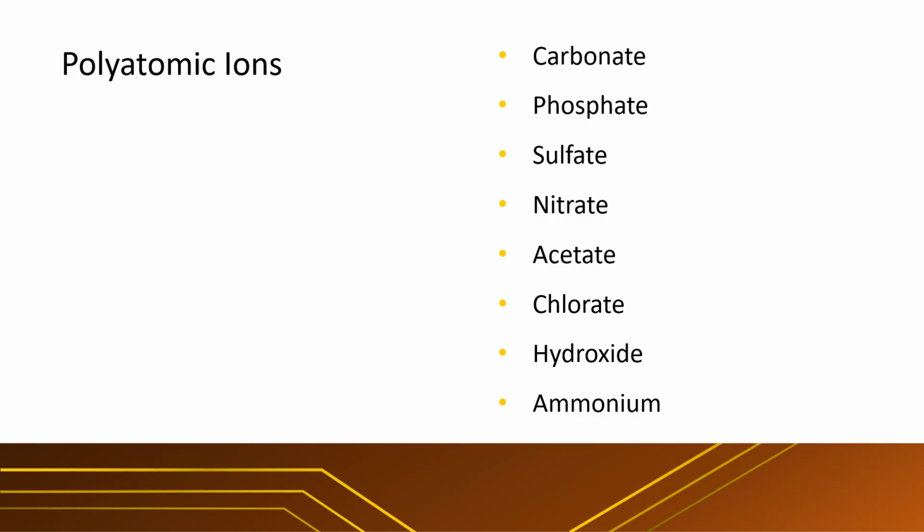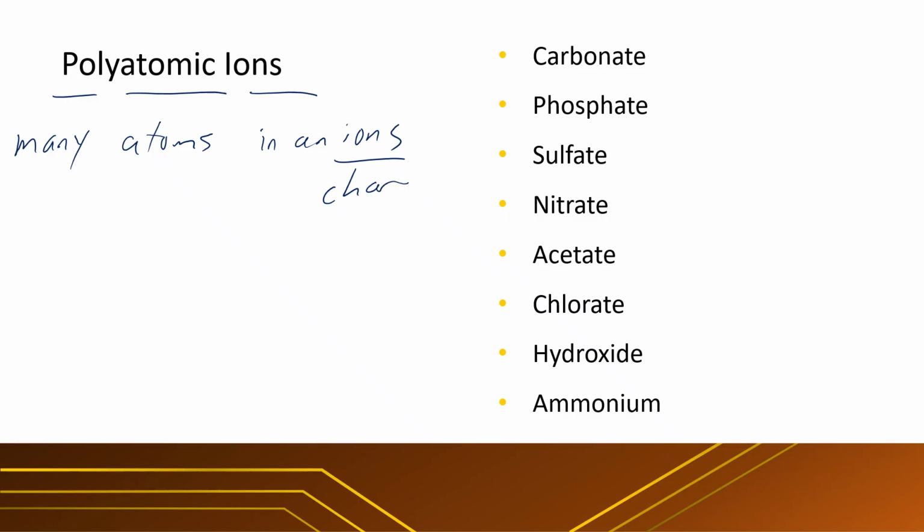All right, let's also talk about polyatomic ions. Let's break down that word. The prefix poly means many. Atomic, so many atoms. And then ion is an ion, and ions have a charge. So polyatomic ions means there are many atoms in an ion. Now, there are 8 really common ones that we're going to use in honors chemistry. These are listed on your formula sheet, but you should be familiar with them.